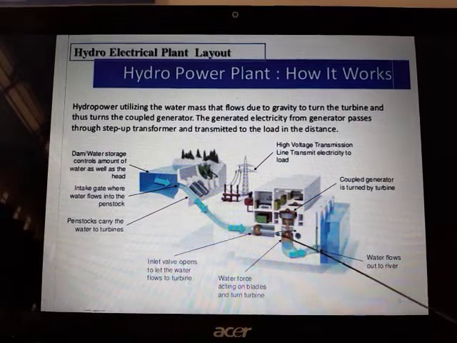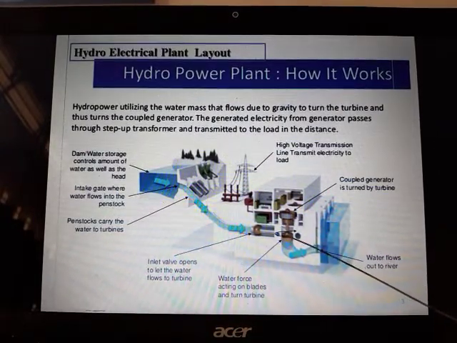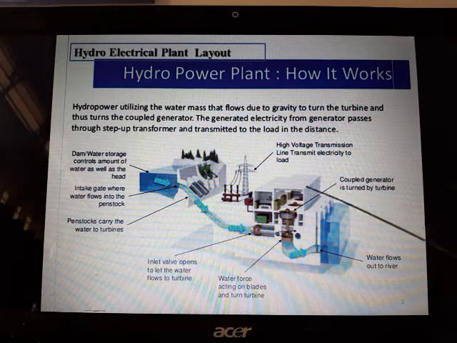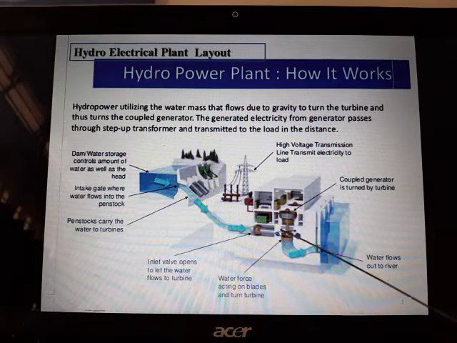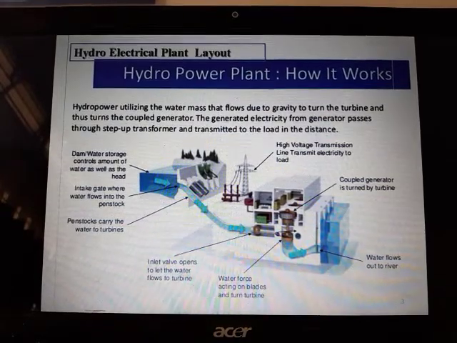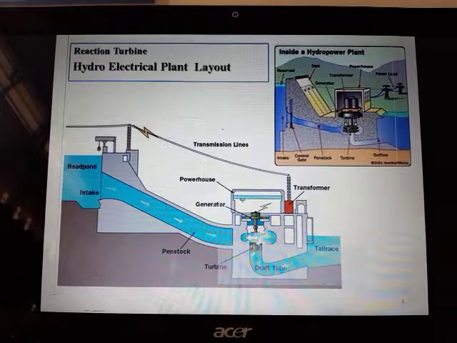This turbine is connected to the generator through a shaft. So here generation of electricity takes place. The same electricity is transmitted to the required points. So this is difficult to draw. That's why here there are simple diagrams.